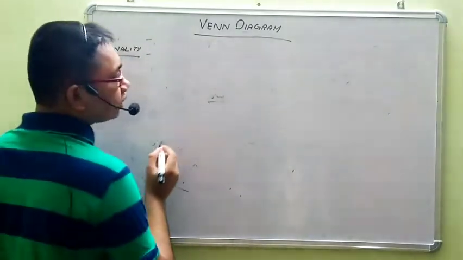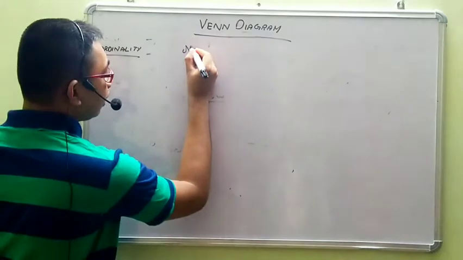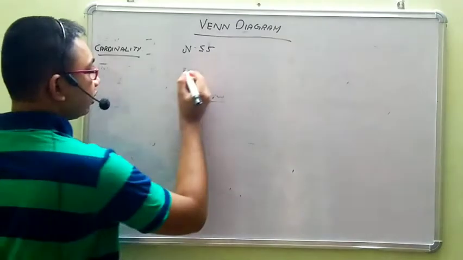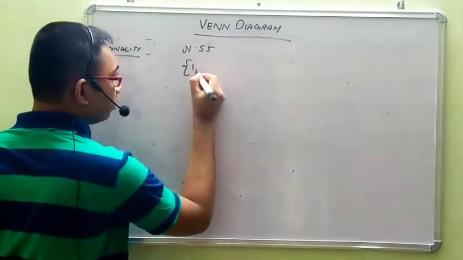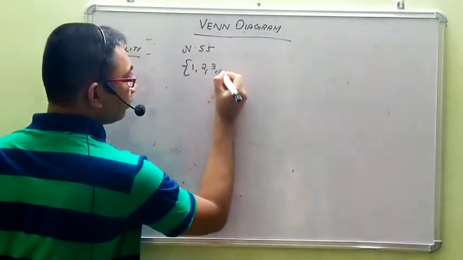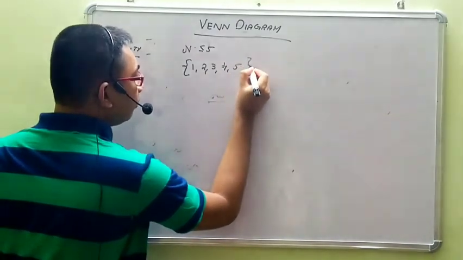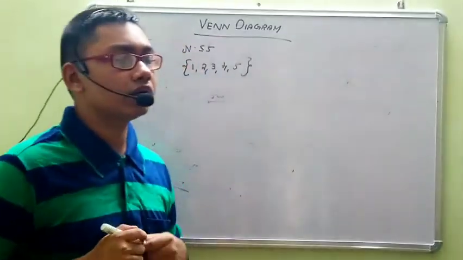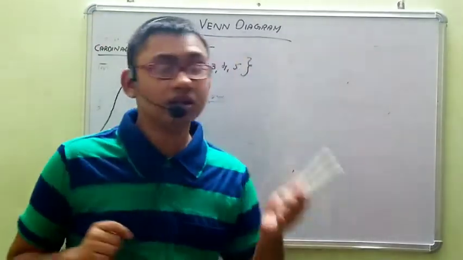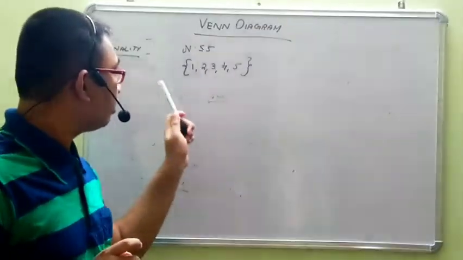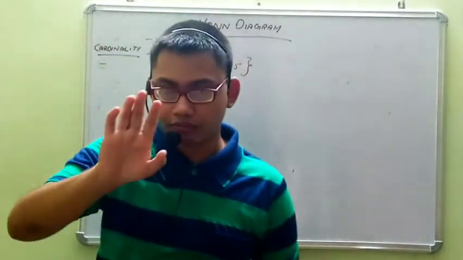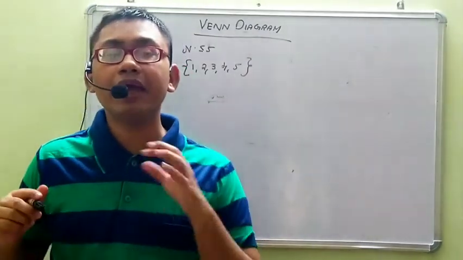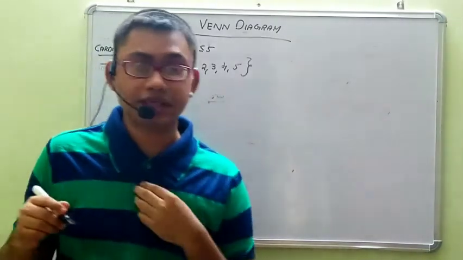See, let us take the set of all natural numbers less than or equal to 5. And what are the elements here? 1, 2, 3, 4 and 5. But here we are writing all the elements. Sometimes our main concern will not be the elements, but the number of elements. Here you see 1, 2, 3, 4, 5. There are only 5 elements.